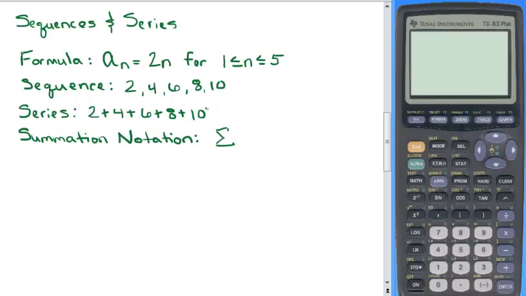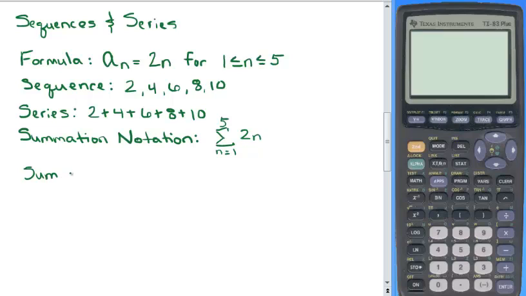Summation notation has this symbol, which is called sigma. It's a Greek letter, and it's used to represent the sum. And so this is representing that same series by saying that I'm taking the sum from 1 to 5 of 2n.